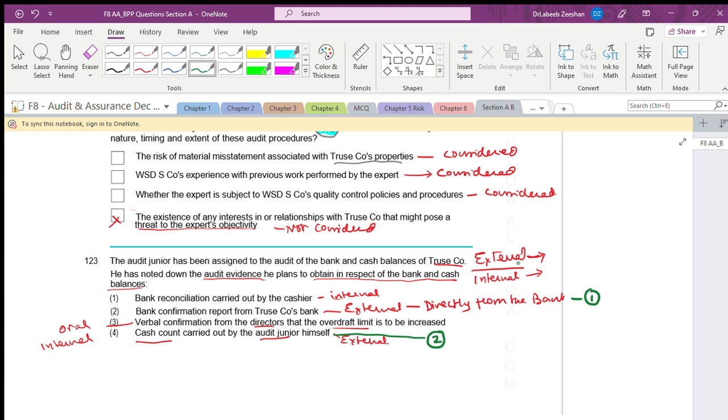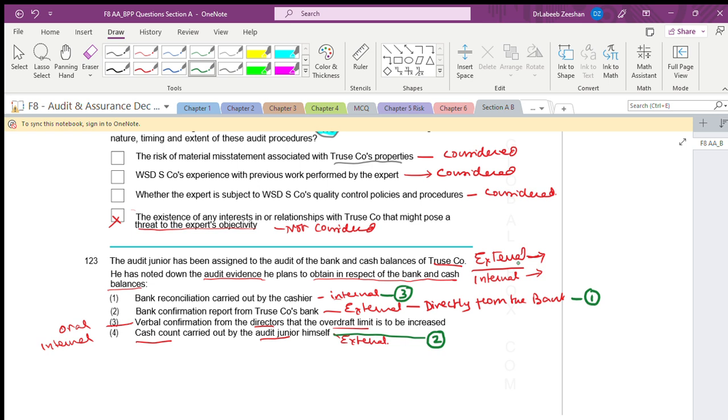Next, we are talking about bank reconciliation carried out by the cashier. At the end of the month, there will be a reconciliation done by the firm, the bank reconciliation statement. It is done and it is documented.